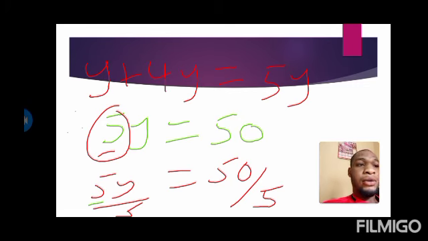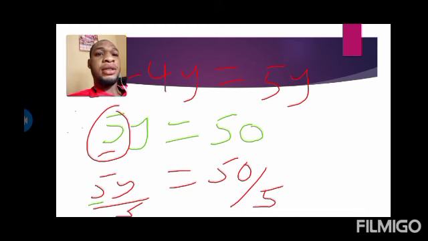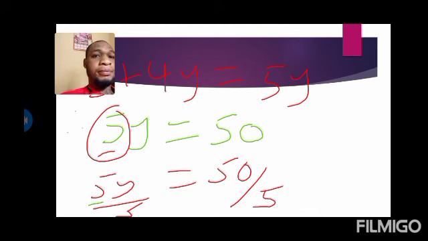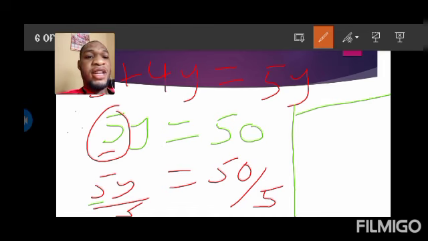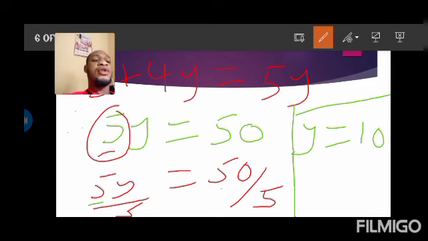The next step to do now is to sort this out. Let me draw a line here. Now, 5y divided by 5 is y. Then 50 divided by 5 is 10. So y is 10.